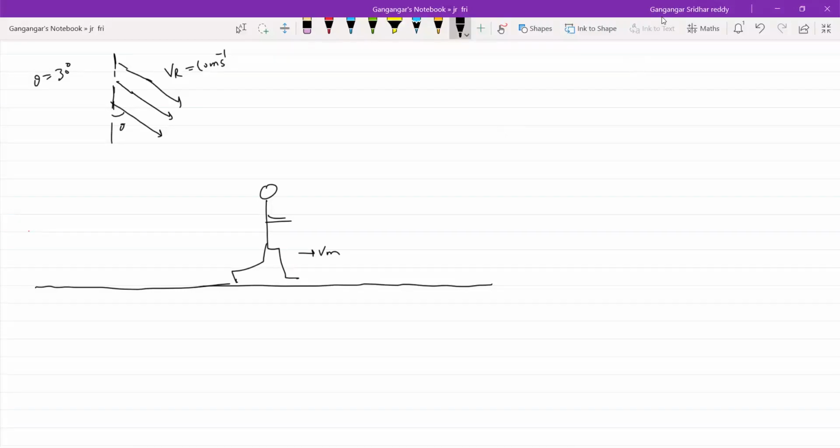So what are the cases for the velocity of man? The first case we'll discuss now: let it be 6 meter per second. How should we orient the umbrella, and what is the velocity of raindrops? In the second case, we'll make it more than that. Work it out now. When the man is moving, how should we hold the umbrella against VR bar? This is the question.